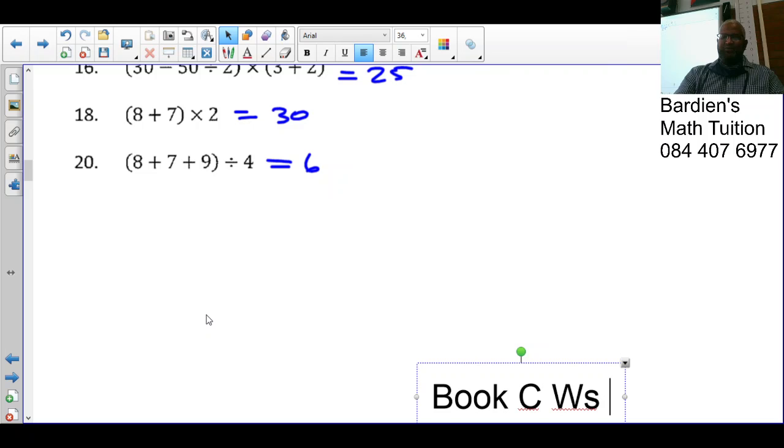Book B, Worksheet 3, odd. Okay, that is for homework, okay.